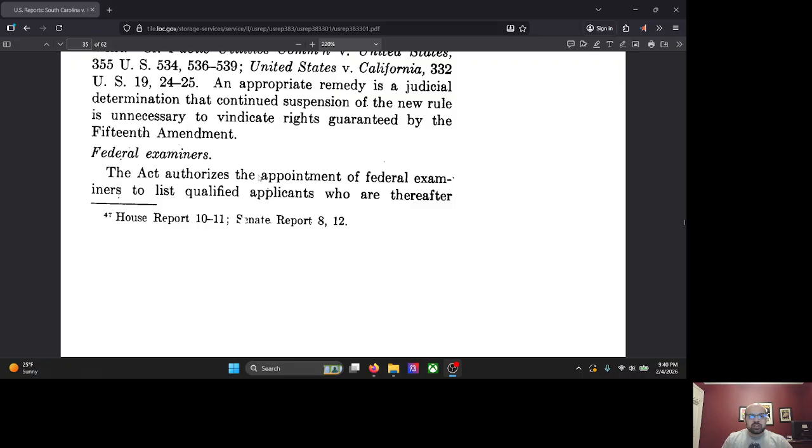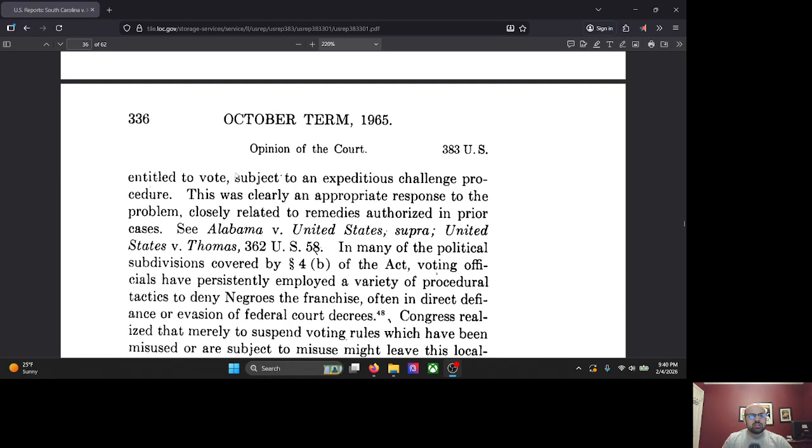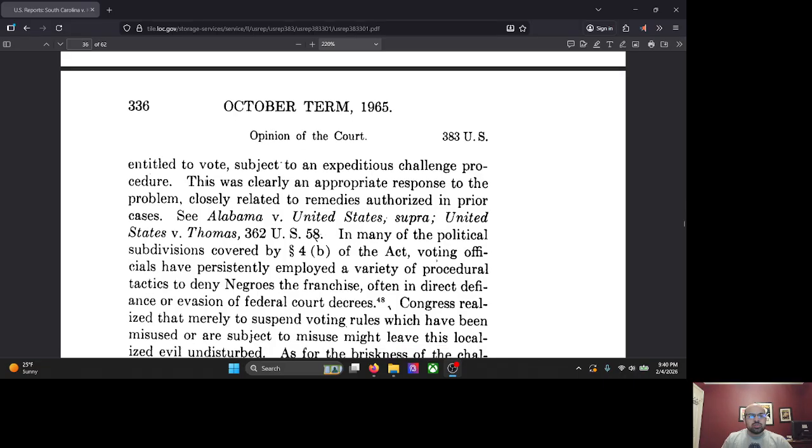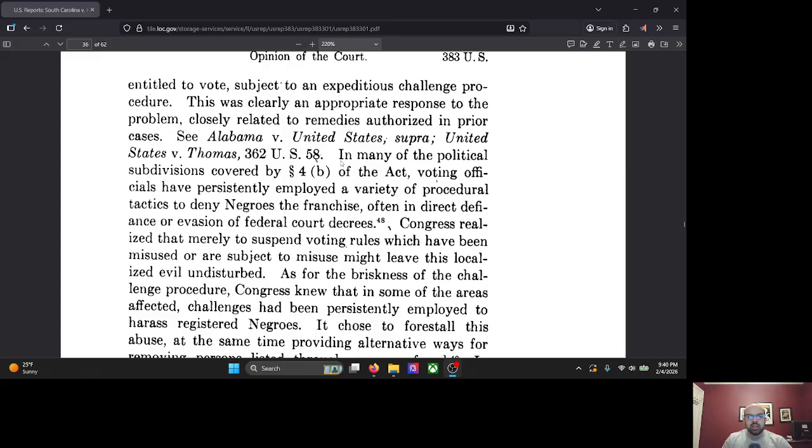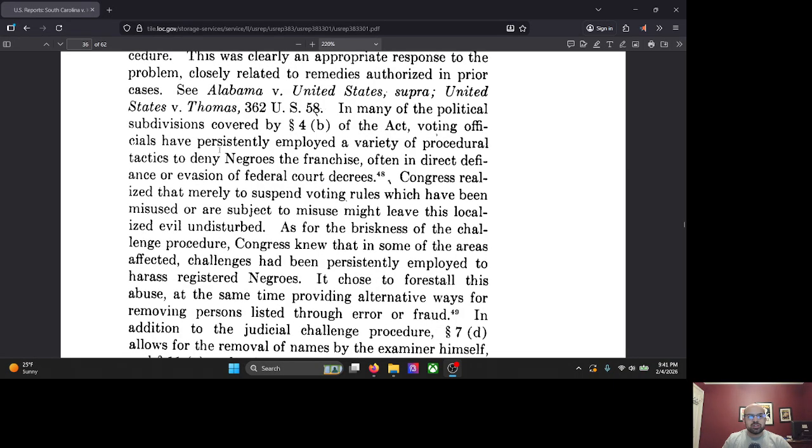The Act authorizes the appointment of federal examiners to list qualified applicants who are thereafter entitled to vote, subject to an expeditious challenge procedure. This was clearly an appropriate response to the problem, closely related to remedies authorized in prior cases. In many of the political subdivisions covered by subsection 4b of the Act, voting officials have persistently employed a variety of procedural tactics to deny African Americans the franchise, often in direct defiance or evasion of federal court decrees.